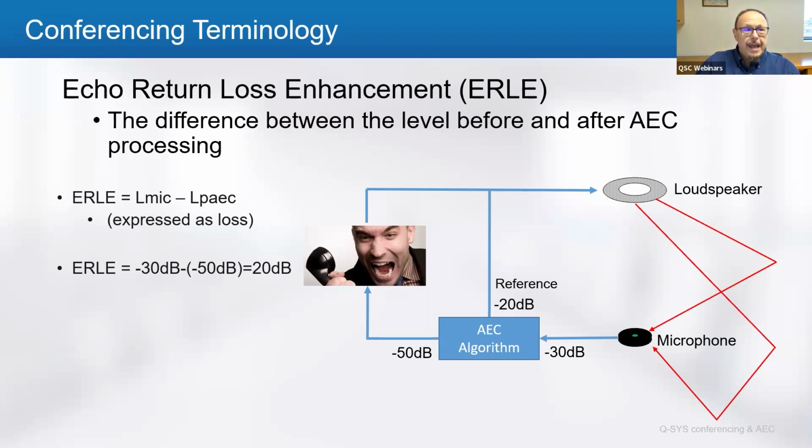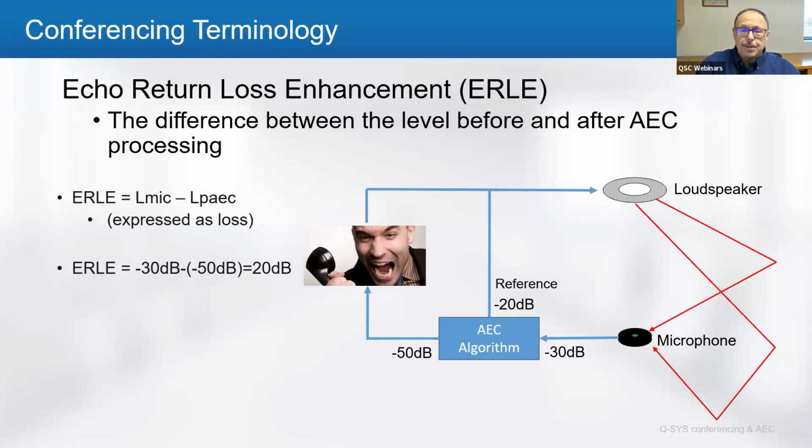The echo return loss enhancement, the ERLE, is the difference between the level before and after the AEC processing. So this value indicates how much, in dB, of the far end echo arriving at the near end microphone is being attenuated by the adaptive filter once it's converged. The ERLE meter is used to indicate how effective the AEC is in terms of suppressing the acoustic echo. A reading below 10 dB during just the far end talking only will indicate that the room's tail length may be longer than the AEC's tail.